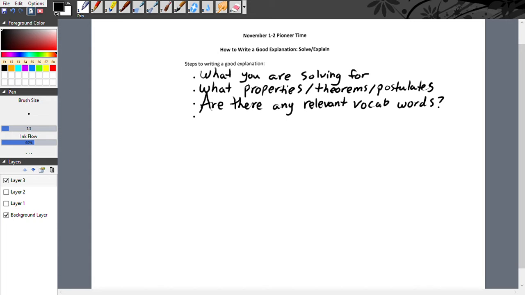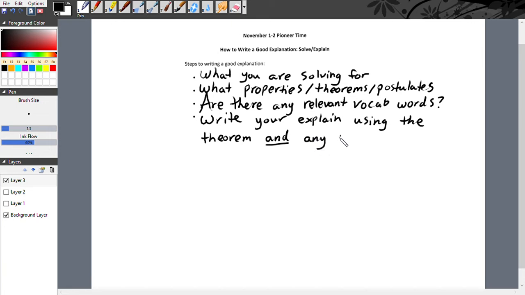And finally, after you've done all of that, you're going to write your explanation using the property, theorem, or postulate. I'm just going to write theorem here. And any other vocab words that you said that we should use. Vocab. So you should write your explanation that uses both.